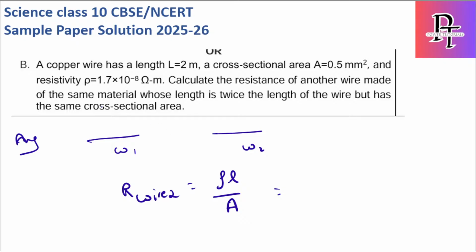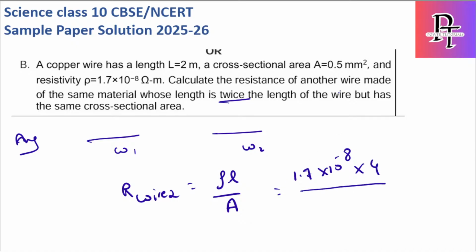So rho is resistivity. It is the same material, so rho is the same, which is 1.7 into 10 to the power of minus 8 ohm meter. I'm not writing the units here. L is 2 for the first one. What about the second one? L is twice, so simply I will multiply 2 into 2, which is 4.